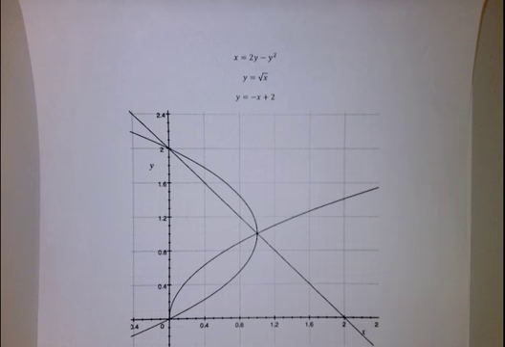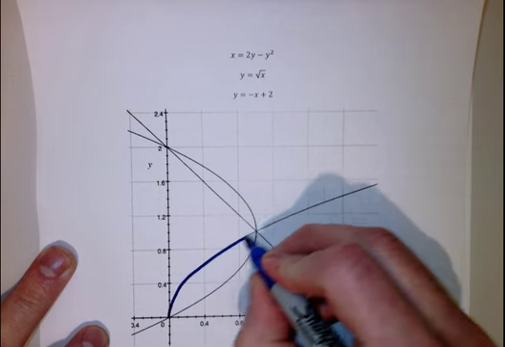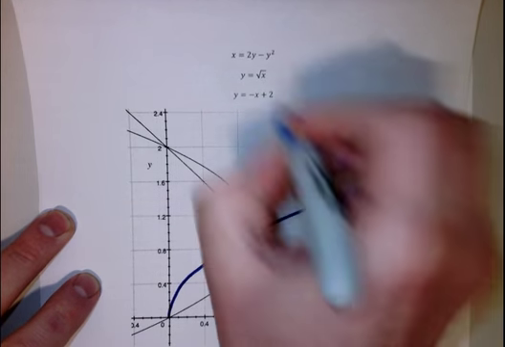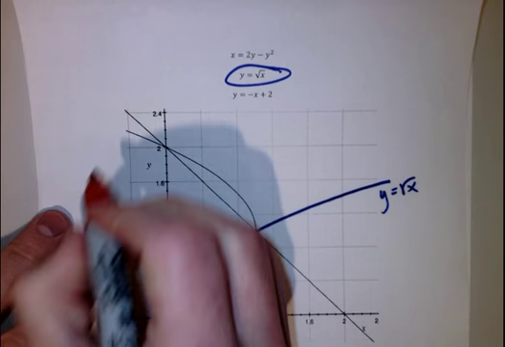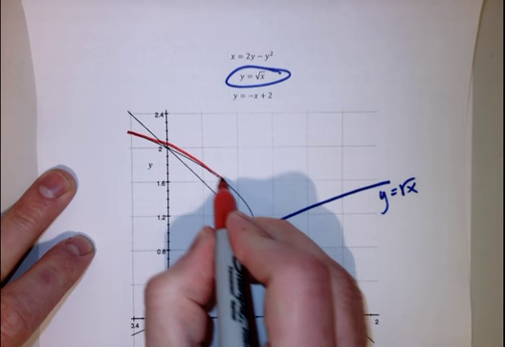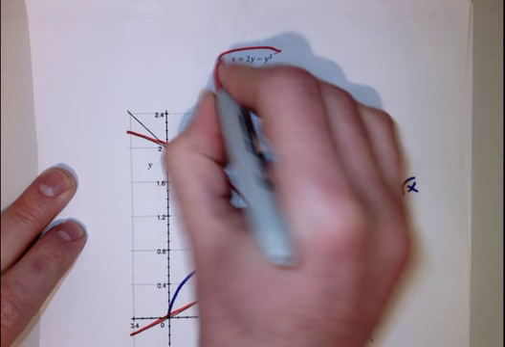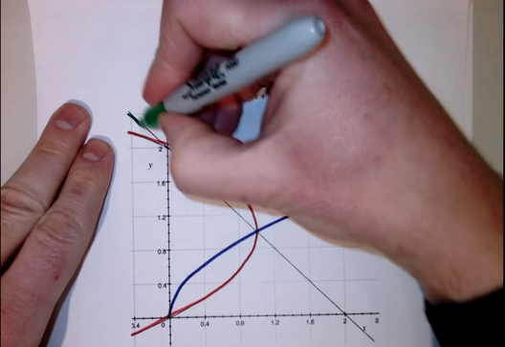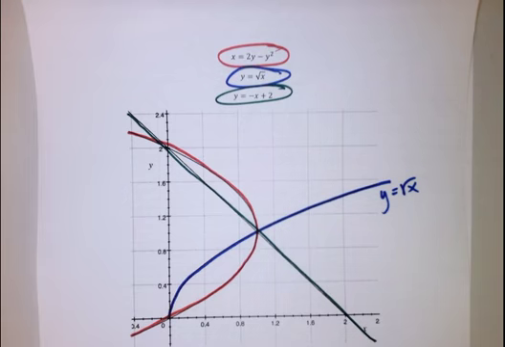Again, let's go ahead and identify the equations that we're dealing with. I can't say functions because one of them is certainly not a function. This right here is, of course, y is equal to root x. Okay, that's the blue one. This sideways parabola, let's see if I can actually follow that line. That sideways parabola is that one right there. And this linear one is negative x plus 2.